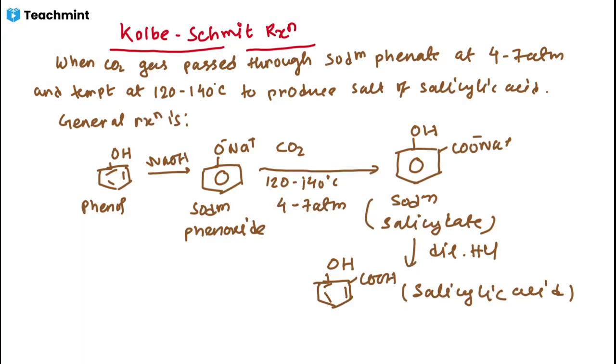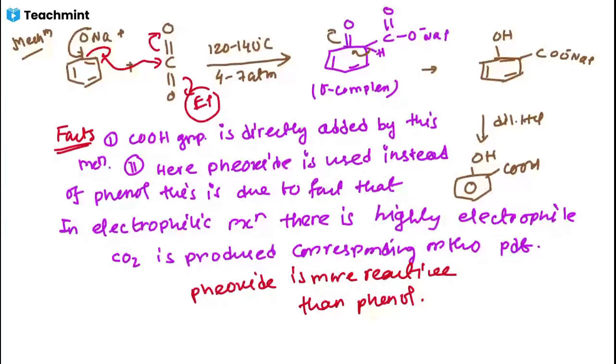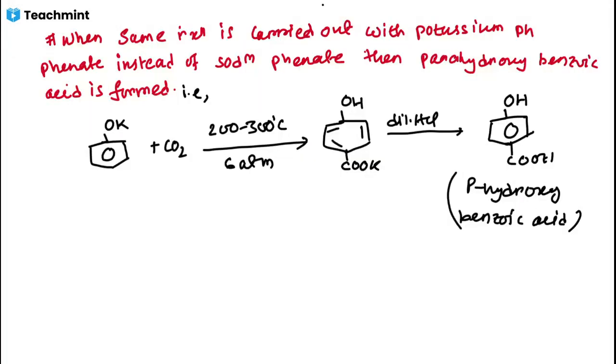The mechanism of this Kolbe-Schmitt reaction is depicted below. A COOH group is directly added by this reaction. Here phenoxide is used instead of phenol because phenoxide is more reactive than phenol. That is why phenoxide is used as a reactant. When the same reaction is carried out with potassium phenate instead of sodium phenoxide, we get para-hydroxybenzoic acid instead of ortho-hydroxybenzoic acid, or salicylic acid.